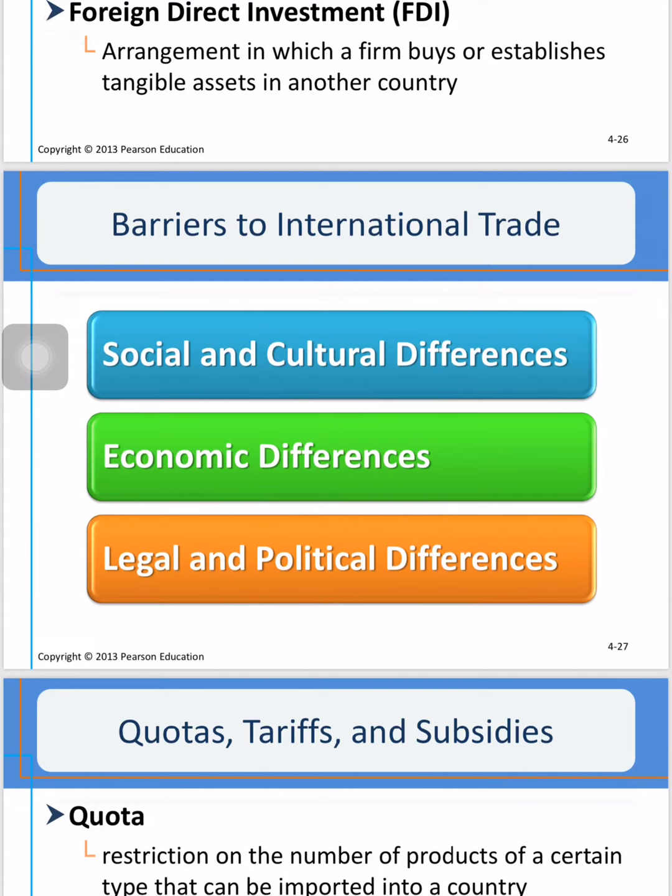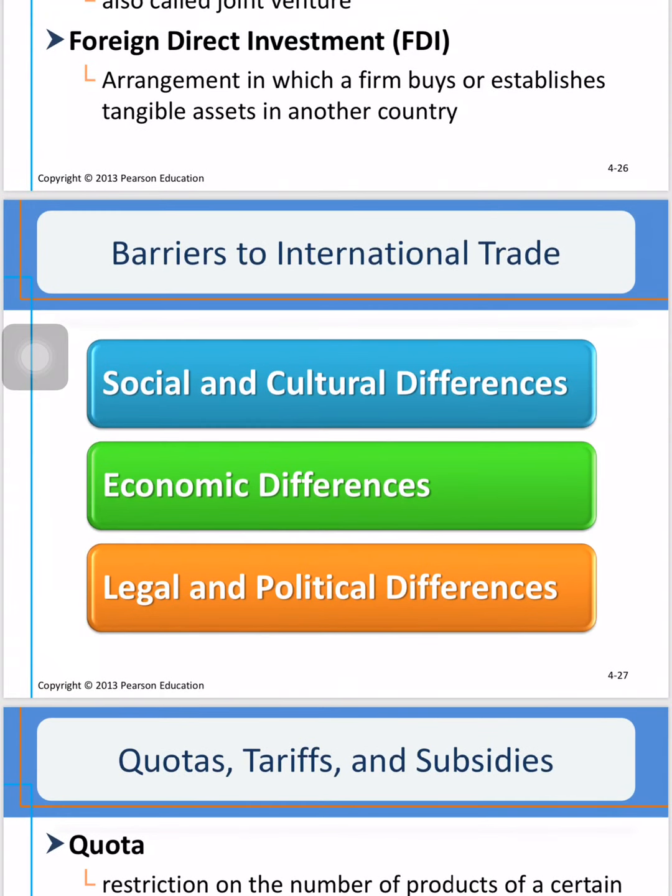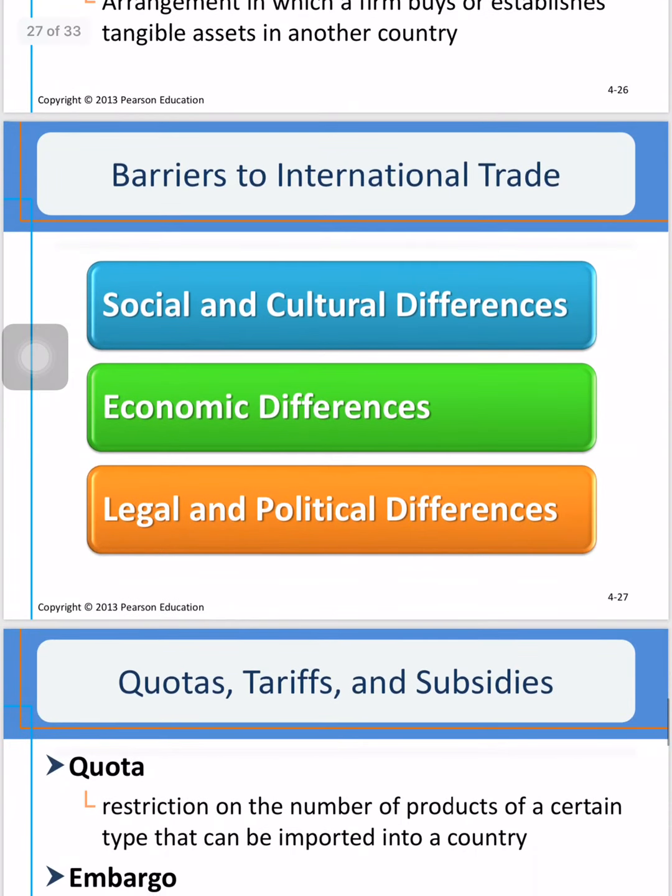Okay, this barrier includes a plethora of differences in language, religions, perceptions, shopping patterns, and so on. This is between and among the different populations. If you remember, I already explained this in chapter 1. And then economic differences were also already explained in chapter 1.